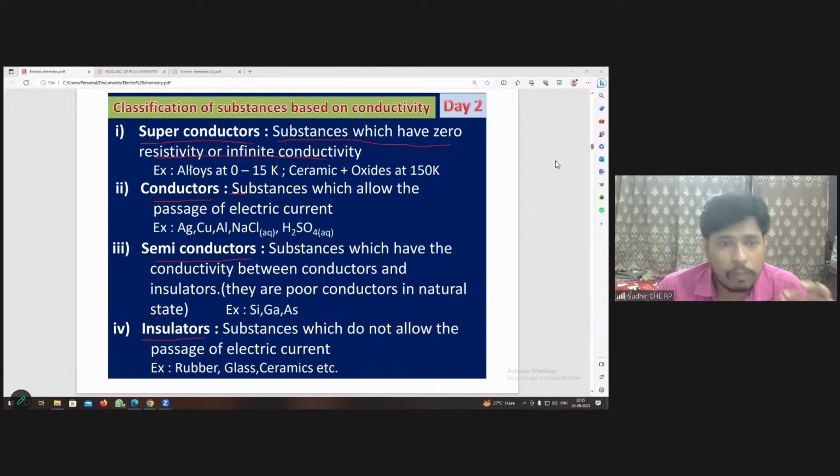For the best examples, I can say alloys at lower temperatures generally we can consider as superconductors. So here, alloys, we know. What is meant by an alloy? Can you tell me? What is meant by an alloy? Please. Do you have an idea about alloys?